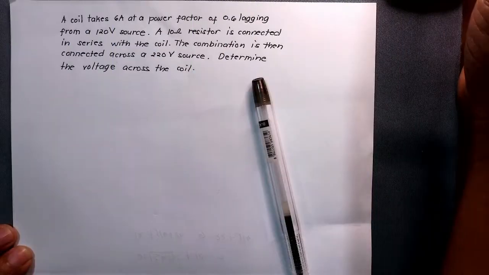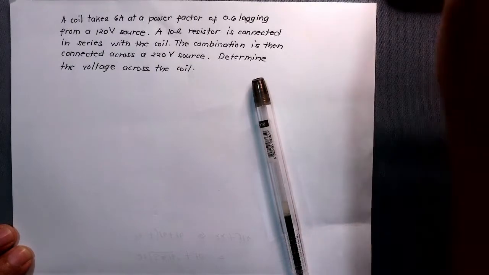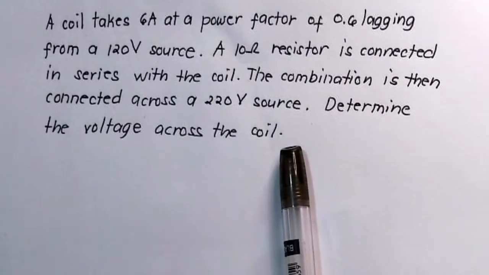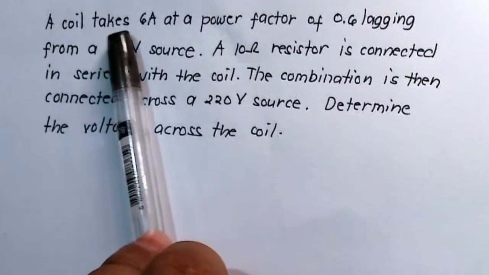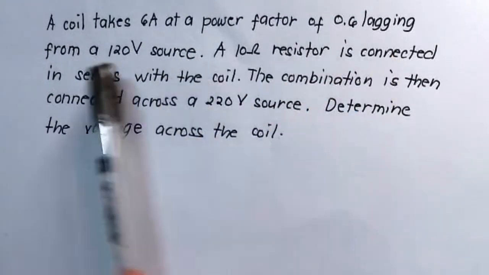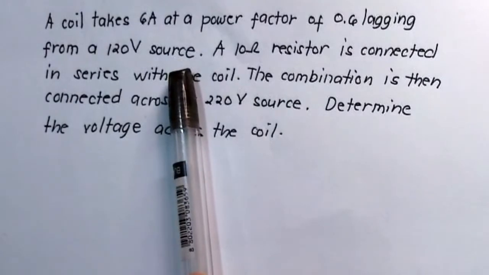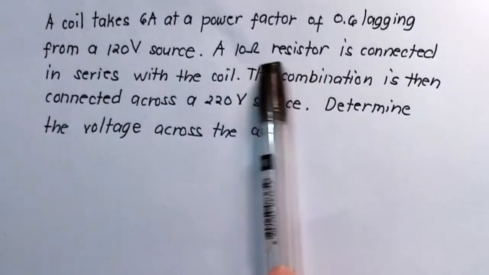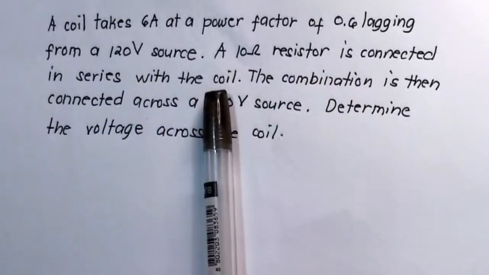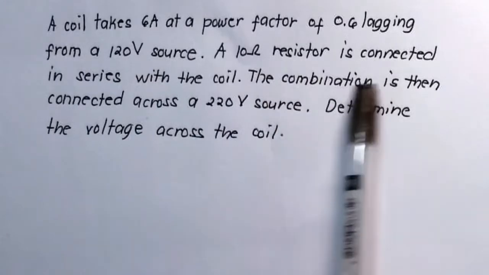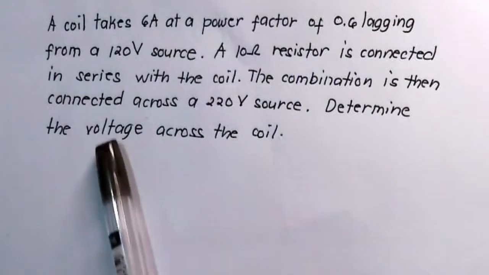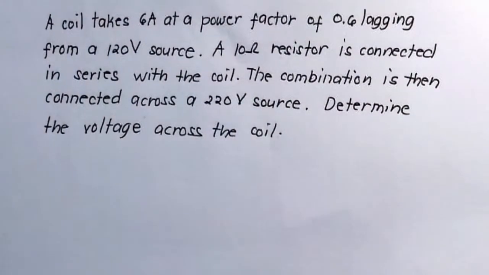Today, let us solve this problem. We are to determine the voltage across the coil. The circuit has a coil that takes 6 ampere at a power factor of 0.6 lagging from a 120 volt source. Then there is a 10 ohm resistor connected in series with that coil, and this combination is connected across a 220 volt source. So again, determine the voltage across the coil.